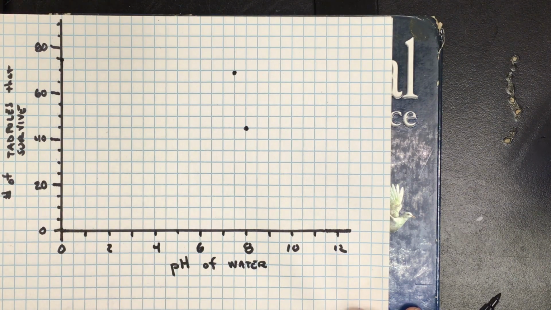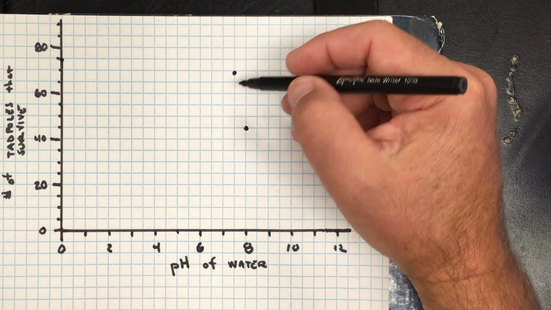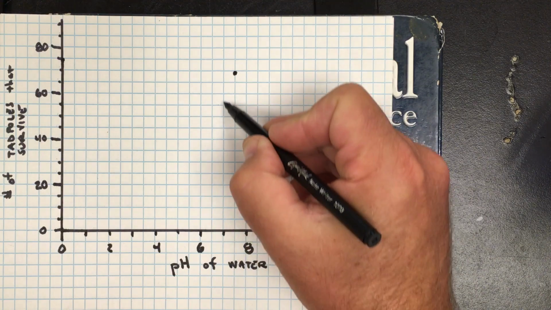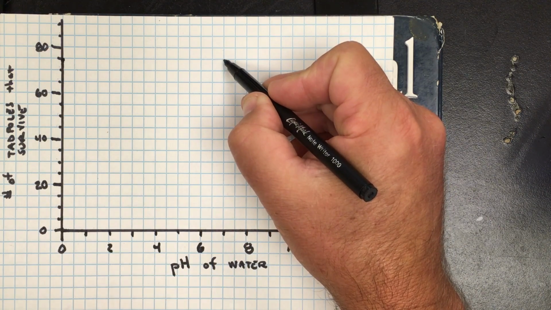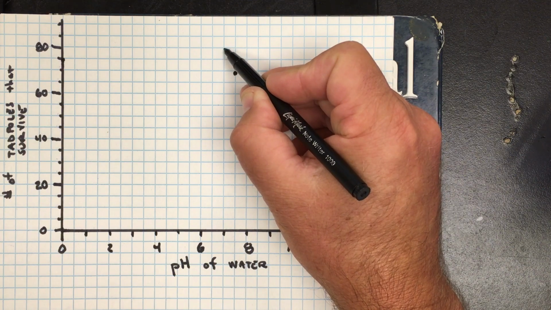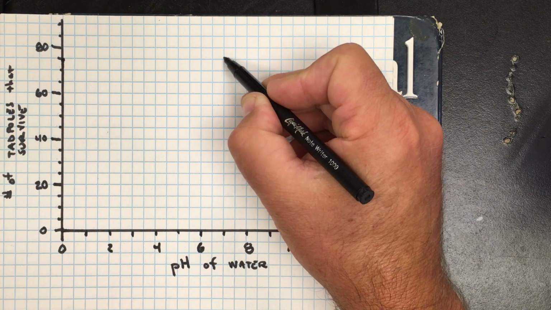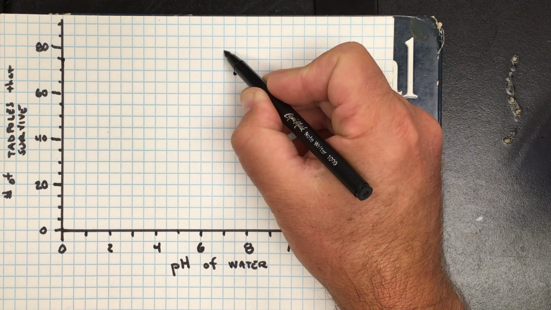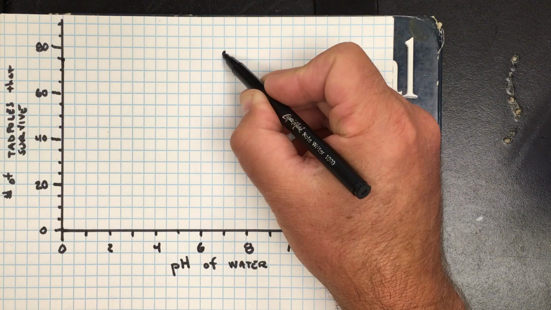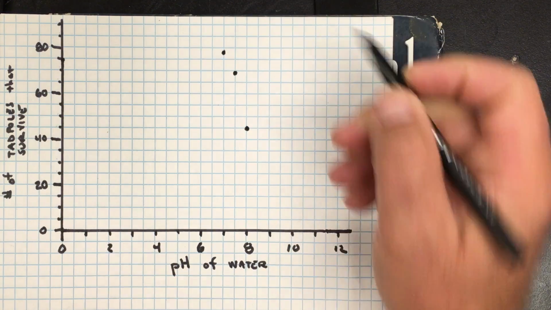My next point, when the pH is 7, 78 survive. So there's 6, there's 7. So I come up the 7 line, and I'm going to go up till I get to 78. There's the 80 line. That's the 75 line, so about 3/5 of the way up that line would be 78.